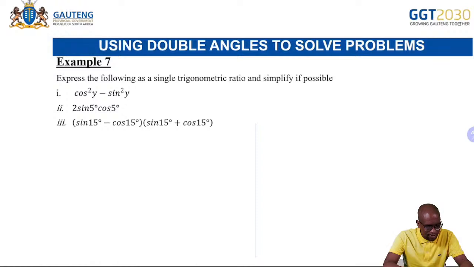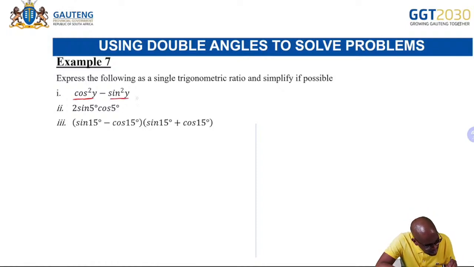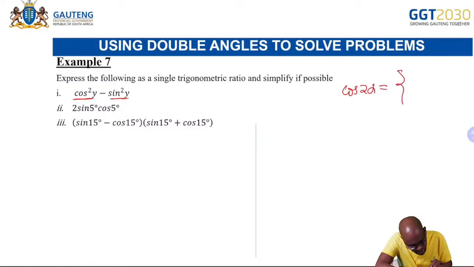Now, let's move on. Example 7. Express the following as a single trigonometric ratio. Now, if you look at this one, it is cos squared minus sine squared. You can see that now it has been derived from, remember, the cosine of 2 alpha has 3 equations. Cos squared alpha minus sine squared alpha. It has 2 cos squared alpha minus 1. It has 1 minus 2 sine squared alpha.